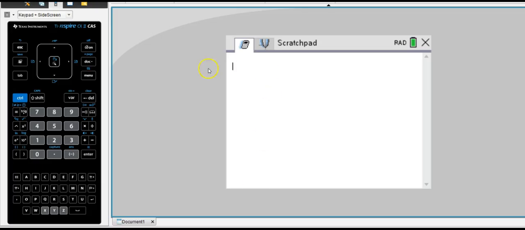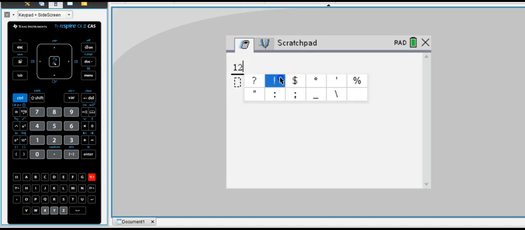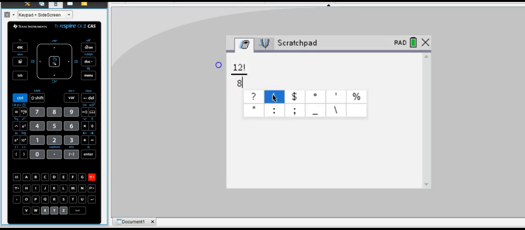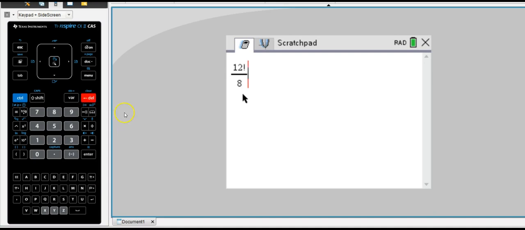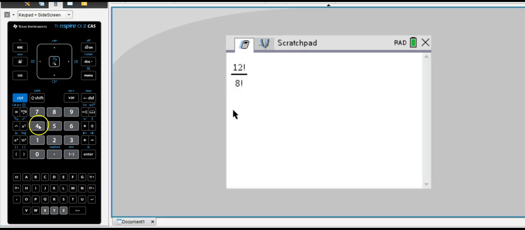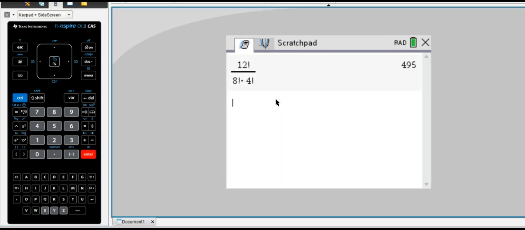So let's start with, where's the factorial button? Okay, so let's say I want to do 12 factorial. So let me open up a template here. If you go down to this little button over here next to the G on the keyboard, it has the factorial symbol. So I can do 12 factorial over 8 factorial, and oops, I have the 8 factorial in the wrong spot here. I'm trying to do this on my keyboard, which is always cumbersome. 8 factorial and then 4 factorial. Okay, so there's the 495.